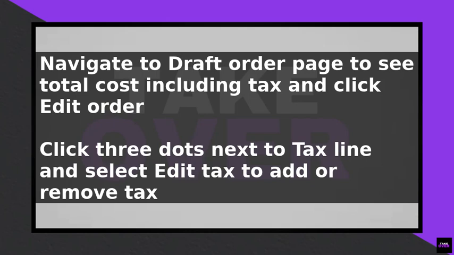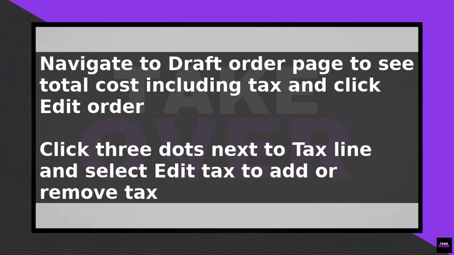Next, you need to navigate to the draft order page. On this page, you can see the total cost of the order, including tax. To add or remove tax from the draft order, click on the three dots next to the total price and select Edit Order. In the Edit Order page, you can see the tax amount included in the total cost.